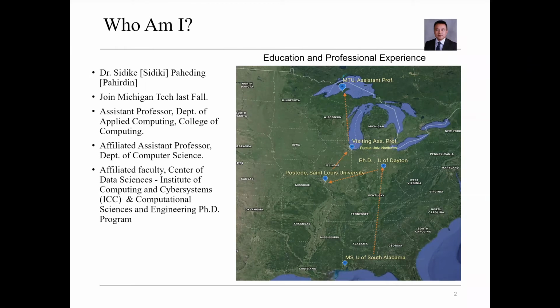From this map, as you can see, I'm trying to climb up from the very south of the US to the north. I think I already reached the top of the US over here, so there's no more way to go. I think I'm going to stay here.